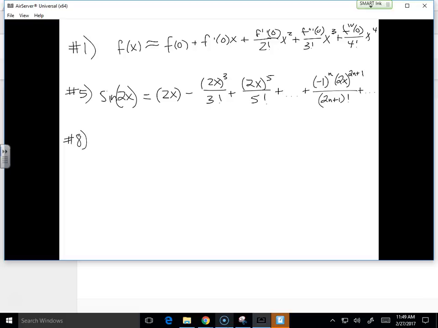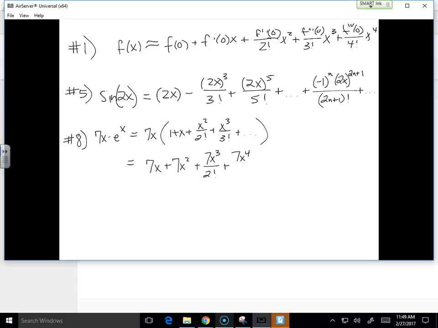So we're going to have 7x times each of the terms of e to the x. What are e to the x's terms? 1 plus x plus x squared over 2 factorial, x cubed over 3 factorial. We'll get back to the general terms in a second. Let's first build what's going on. So times 7x, we have 7x plus 7x squared plus 7x cubed plus 7x to the 4th.